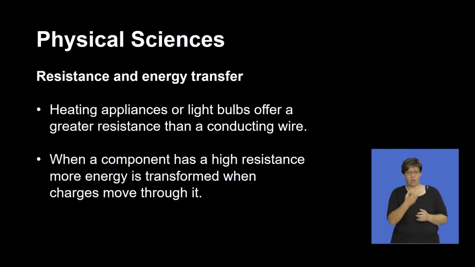A heating appliance or light bulbs, they offer greater resistance than the conducting wire. So the assumption in our simple circuits that we'll set up today is that the conducting wires have got what is called negligible resistance, which implies that we can choose to ignore the resistance of the conducting wires and only focus on the resistance of other components. It could be your light bulb, it could be whatever heating appliance that you connect in your circuit, okay? So when a component has high resistance, there is more energy transformed when charges move through that particular component, right?